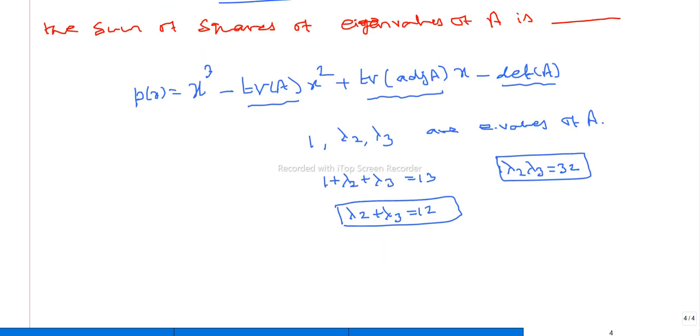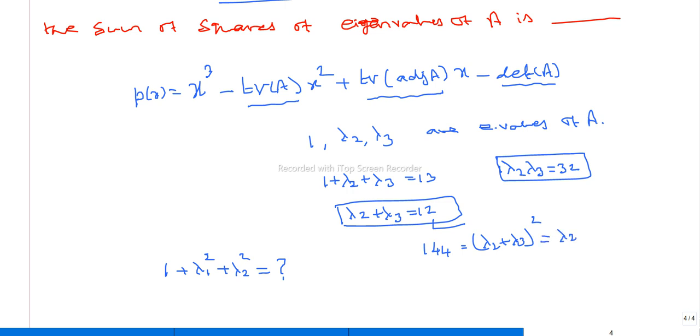Actually, what is being asked? The sum of squares of the eigenvalues. So what is the sum of squares? 1 square, that is 1, and then lambda 2 square plus lambda 3 square. So we have to find the value of this sum. Now take lambda 2 plus lambda 3 equals 12 and square both sides. Therefore lambda 2 plus lambda 3 whole square is 12 square. What is 12 square? 144.